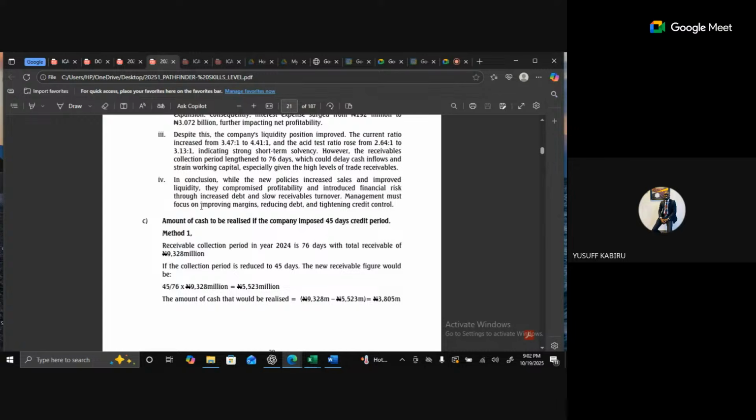So management must focus on improving margins, reducing debt, and tightening the credit control. So this is like the concluding thing.